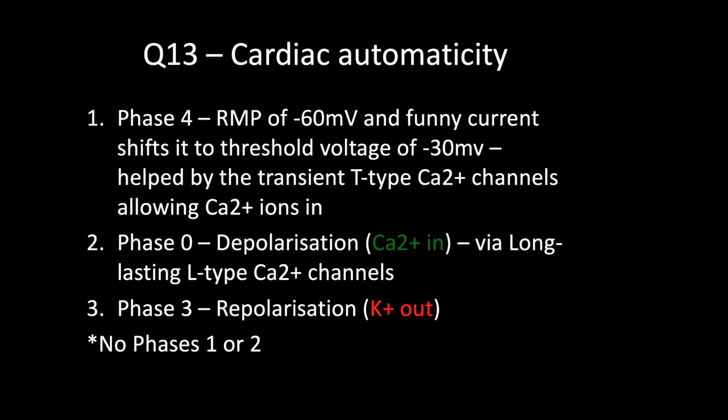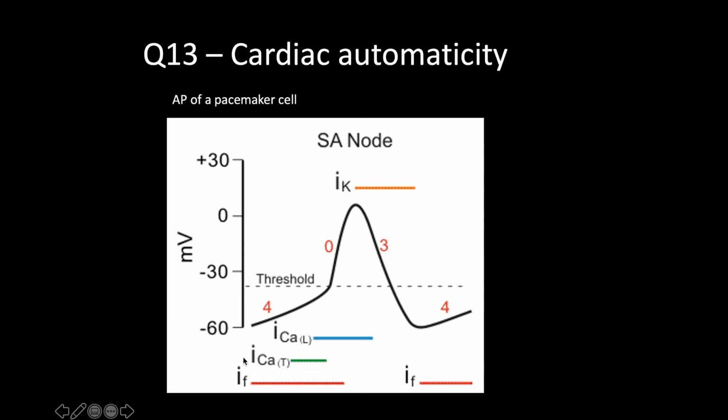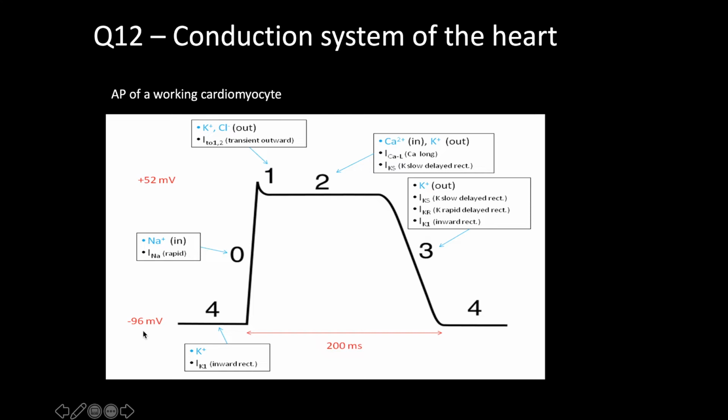And again, no phases one or two for a pacemaker cell. It doesn't have early repolarization, and it doesn't have a plateau phase. So that's special about a pacemaker cell. And the other special thing is that its membrane potential never really goes below minus 65. Whereas with a working cardiomyocyte, the resting membrane potential is minus 96.